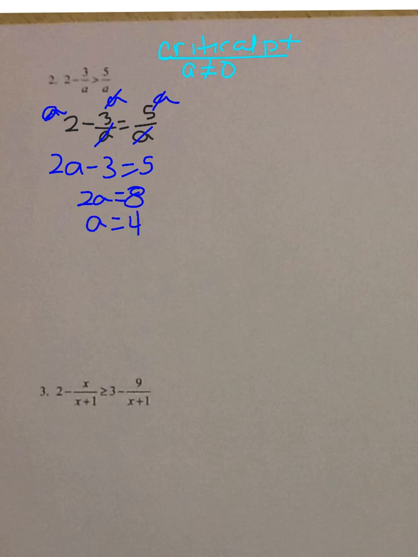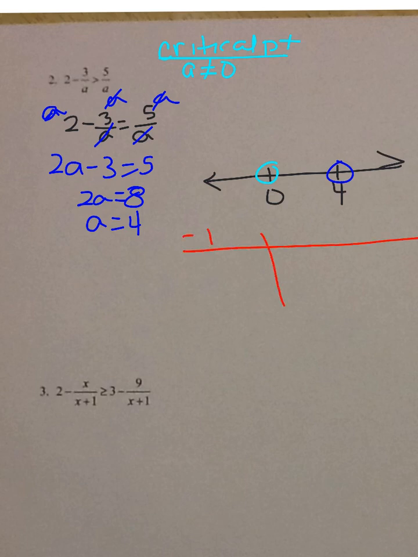All right, so on your number line, you're going to plot 4 and 0. So I have 0 and 4. The critical point is an open circle. 4 is also an open circle because my inequality is a greater than symbol. Now you're going to pick test points. Pick a number to the left of 0, -1.